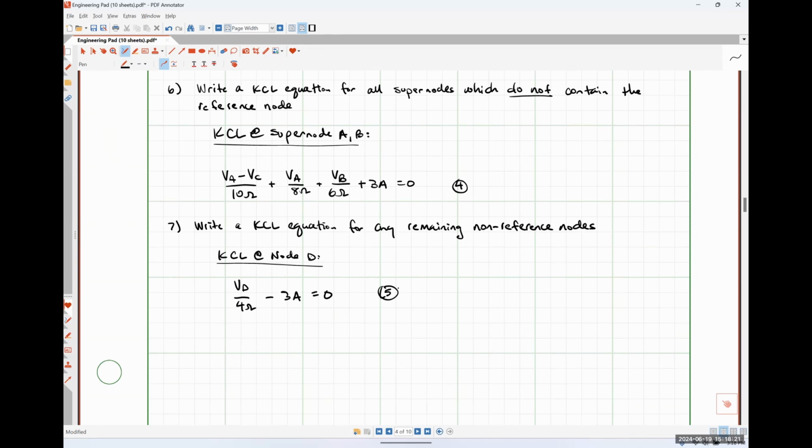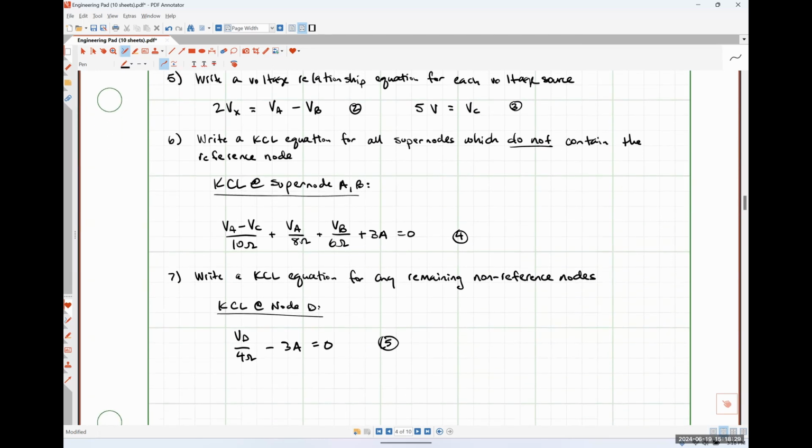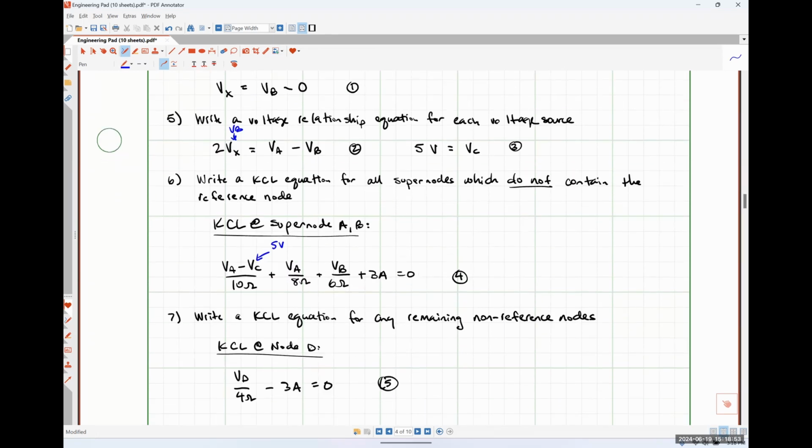We could make a couple of simple substitutions here. For example, everywhere that we see Vx, which would be, I think, just right here, we could replace that with VB. And everywhere we see VC, we could replace that with 5 volts, and we'd get this down into a 3 equation, 3 unknown system.